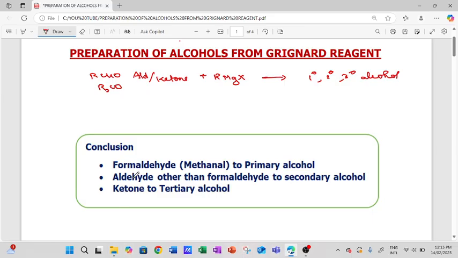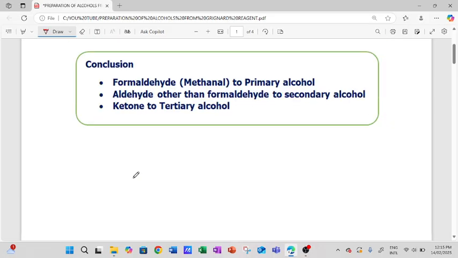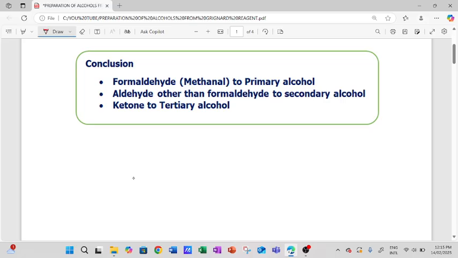So let's see how we prepare primary, secondary, or tertiary alcohol from Grignard reagent by adding it to an aldehyde or a ketone. The points you need to memorize: if you want to prepare primary alcohol, always choose formaldehyde with the Grignard reagent. To prepare secondary alcohol, always take an aldehyde other than formaldehyde. Tertiary alcohol is always prepared from a ketone. Whether formaldehyde, acetaldehyde, any other aldehyde, or a ketone, it is added to RMgX, Grignard reagent, and we get primary, secondary, or tertiary alcohol.